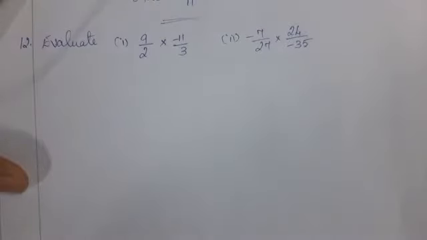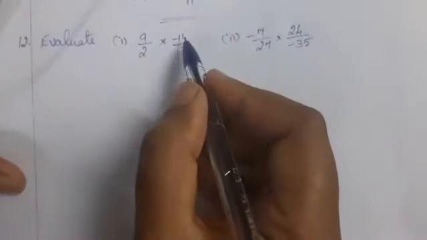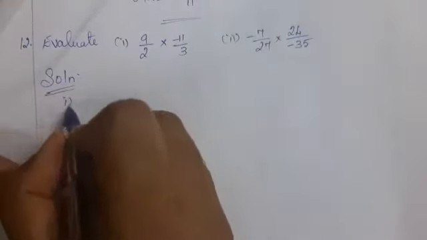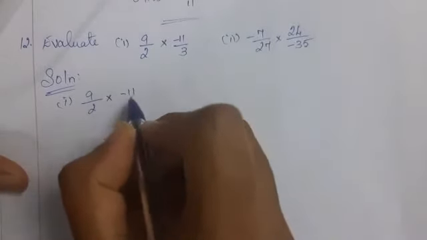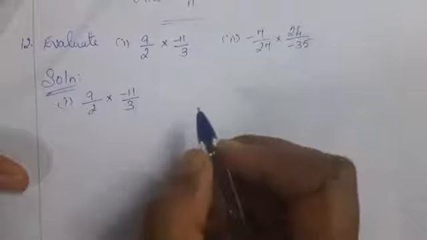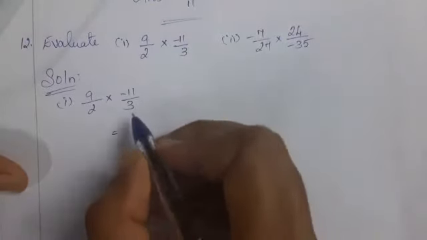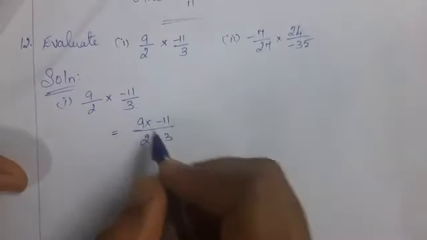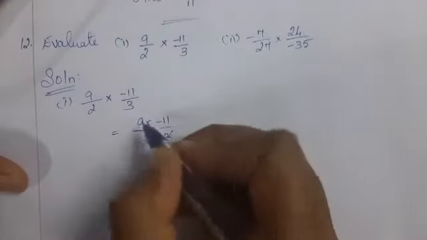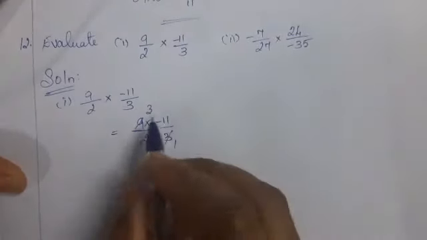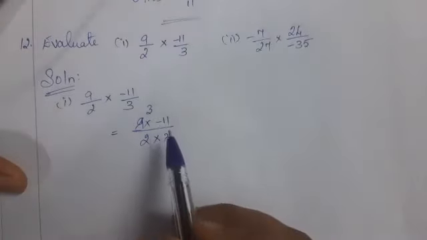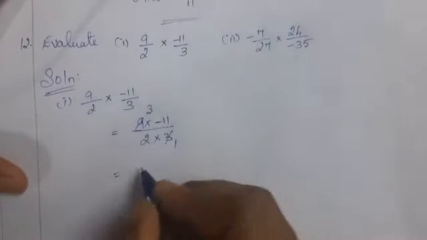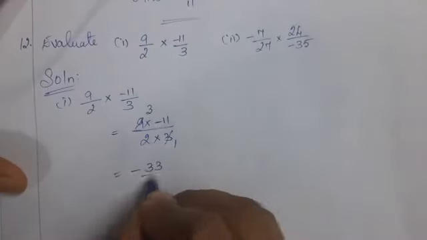Evaluate 9 by 2 into minus 11 by 3. For multiplication, no problem. Don't look at the denominators. Just multiply the numerators and denominators. If you have a common factor, you can cancel. 1 3 is 3, 3 3s are 9. Then check, you can't divide. You don't have a common factor. Now, therefore, just multiply. 3 into minus 11. Therefore, minus 11 3s are 33.